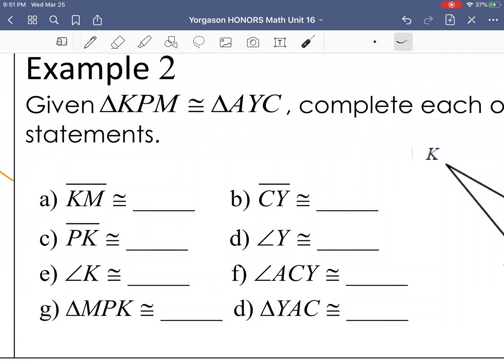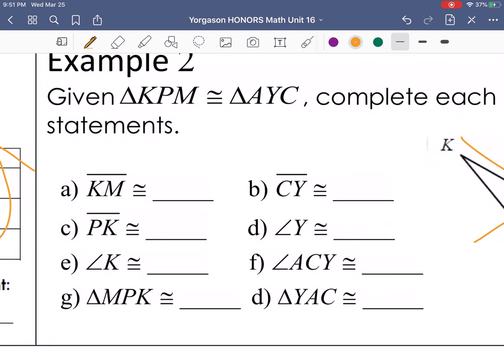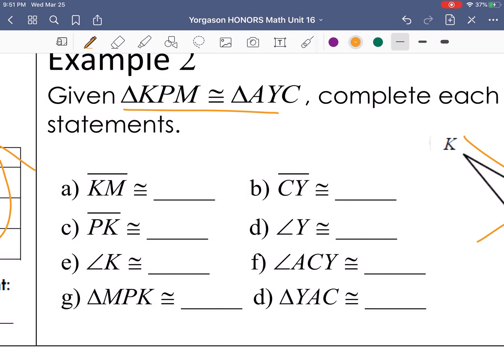But okay, now part of the assignments that you're going to have is to, given this statement, complete the following statements. And I don't even need these triangles really. They're not necessary. I'm just going to use this statement right here. I'm trusting that they gave it to me in the correct way. So they start with K and M, the first and last letters. So I know that's congruent to A and C, first and last letters over here. PK is congruent to YA. You may want to pause the video for a second and see if you can fill the rest of these in without me. Or if you want to erase me, you can.